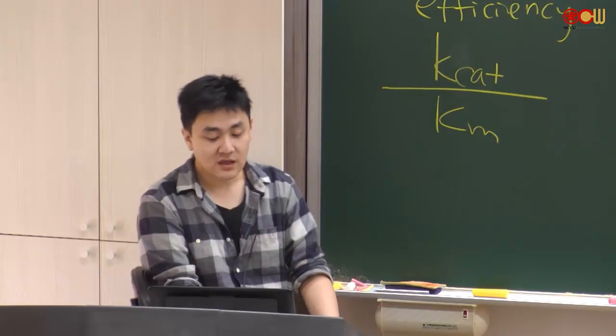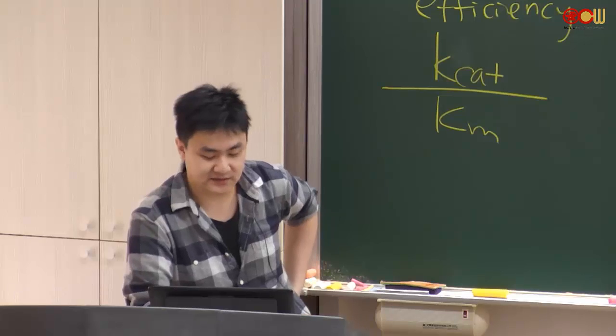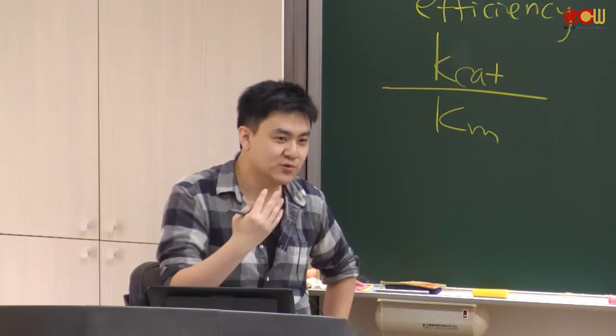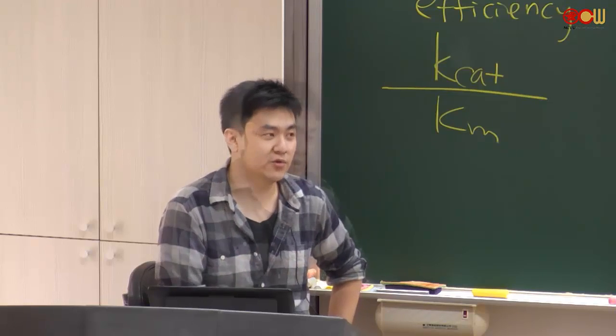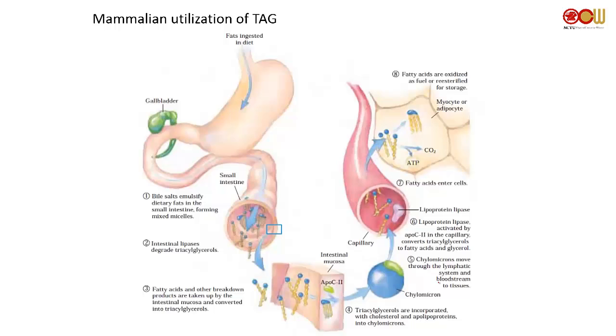All right. So first, let's talk about how we utilize it. This chart is an overall schematic of what we do with the fats that we eat. So if you go to have a barbecue and you eat a lot of fat, this is what happens. The fat ingested in the diet goes into your stomach, and your body will secrete this thing called bile salts, 叫胆汁, bile salts.